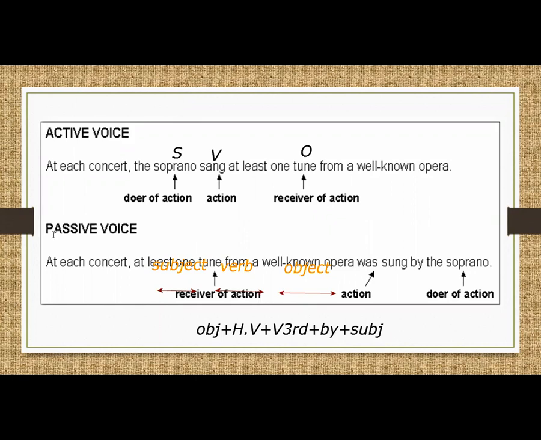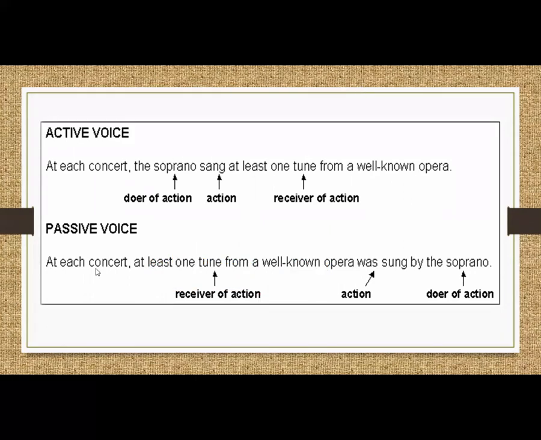The passive voice is, oh, I haven't cleared my drawings. Sorry. Passive voice: at each concert, at least one tune from a well-known opera was sung by the soprano. According to the passive formula, we have changed this. Now, receiver of action, meaning object, is over here, action, verb is in its place, and doer of an action is over here.